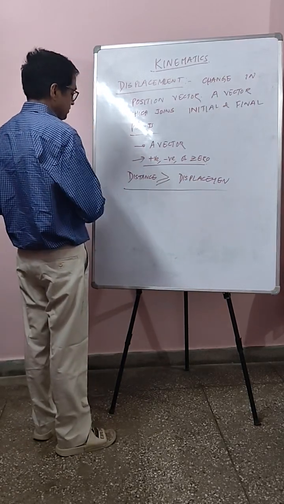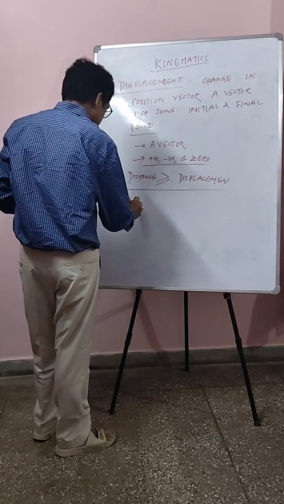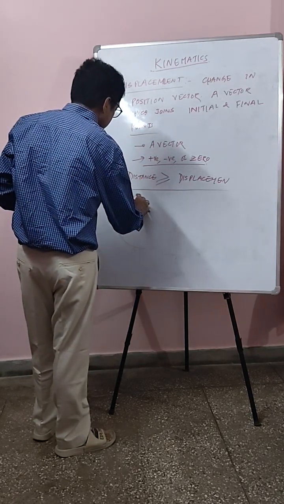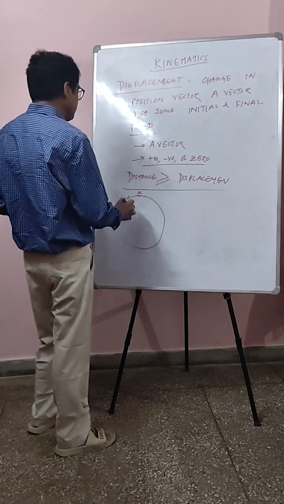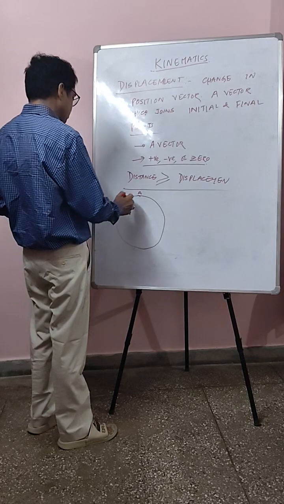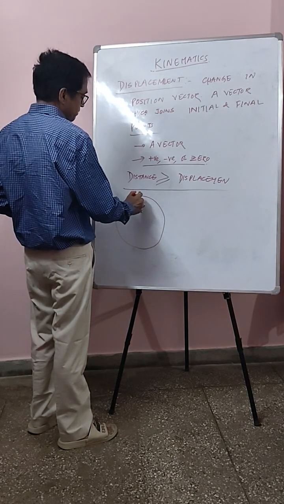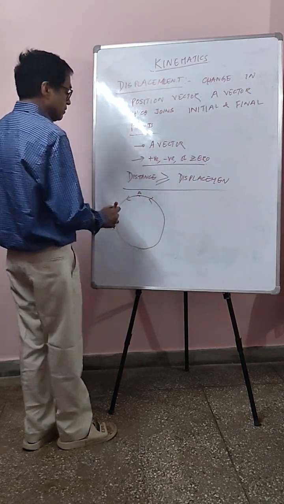Distance is greater than displacement. Now another example is a body moves from position A and comes back to the same position, completing a circle.